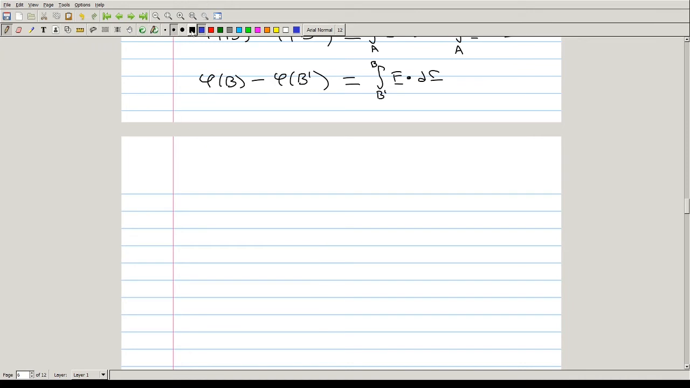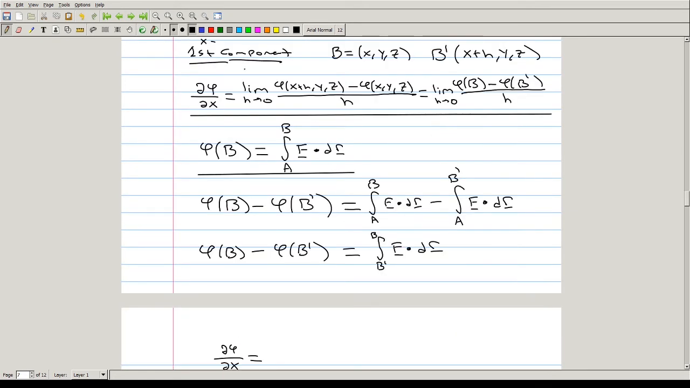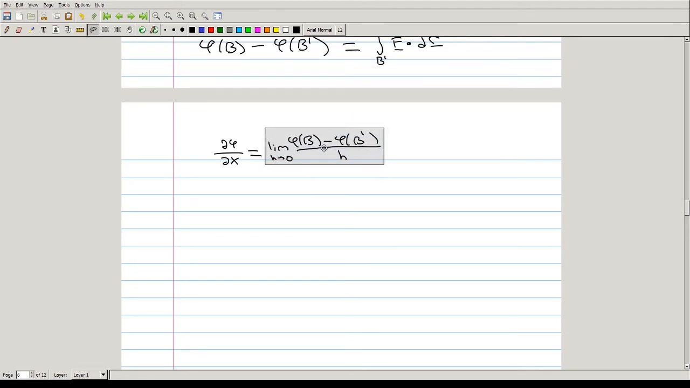First off, from the partial derivative, the expression for the partial derivative, d phi dx, is equal to this limit right here, which is the same as the limit as h goes to 0 of the integral from b prime to b of f dot dr, divided by h.